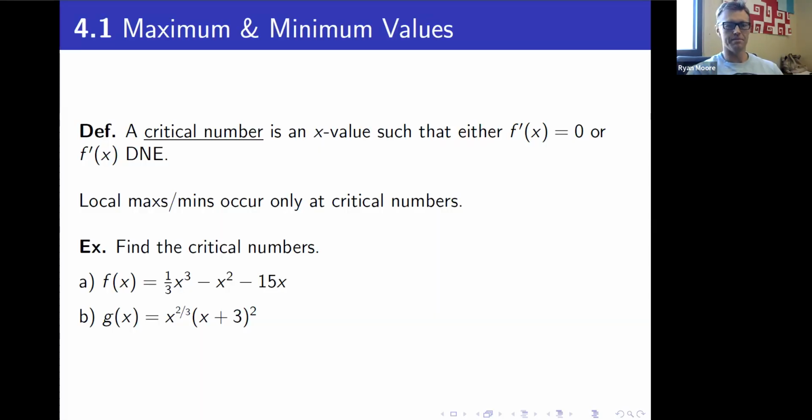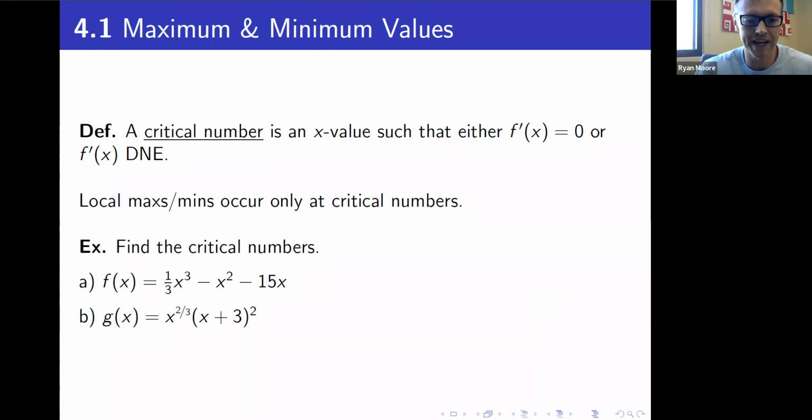Okay, let's check out those examples. Bring it back here. So kind of the idea was when we want to start looking for where local maximums and minimums occur for our function, first thing we need to do is find critical numbers. So we're going to take a look at f of x equals 1/3 x cubed minus x squared minus 15x. Just a polynomial. Those tend to be the most straightforward.